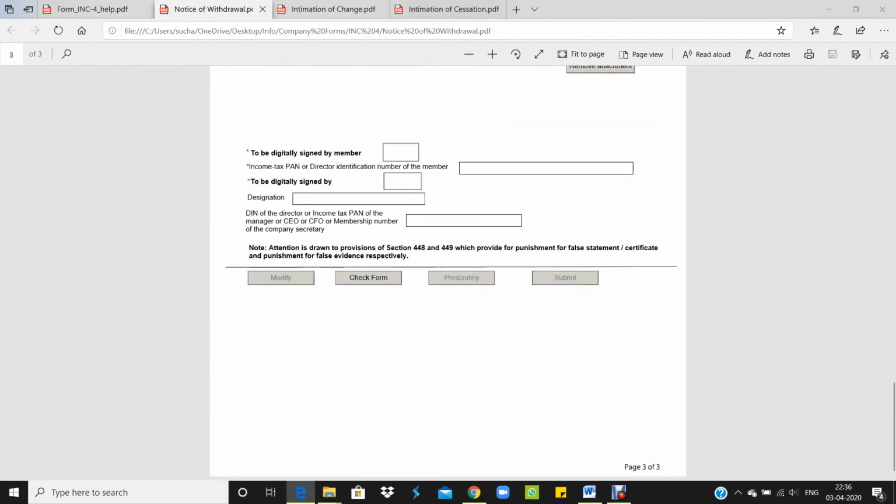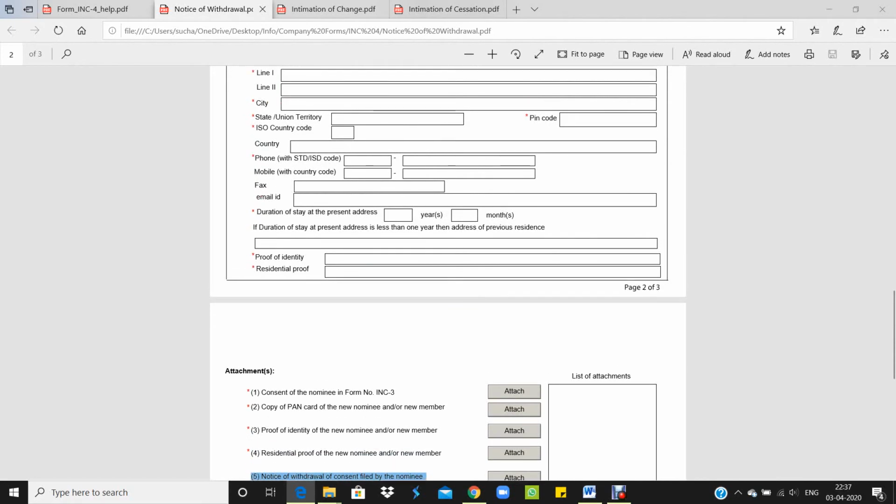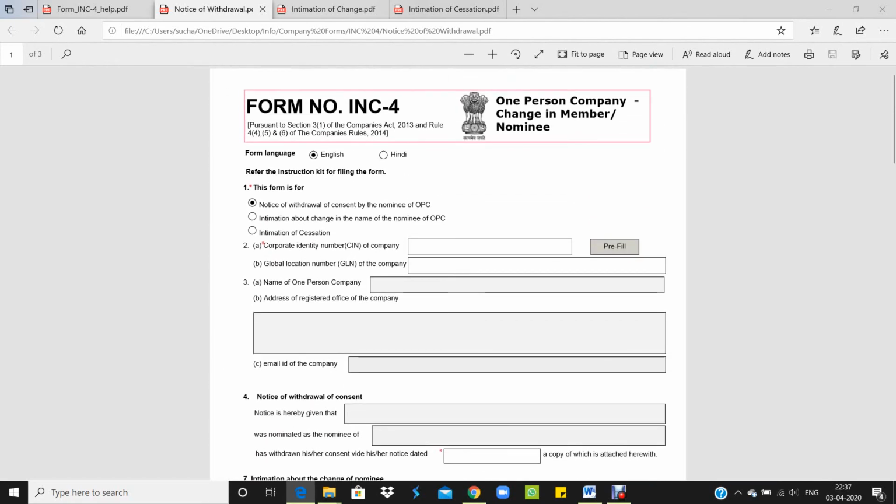Then the digital signature of the member and the digital signature of the director; in this case, director and member will be the same. But if there is any CEO, CFO, or company secretary, then their PAN number or their designation has to be mentioned, and their DSC has to be attached. Okay, so now the first option is done: notice of withdrawal of consent by the nominee of an OPC.